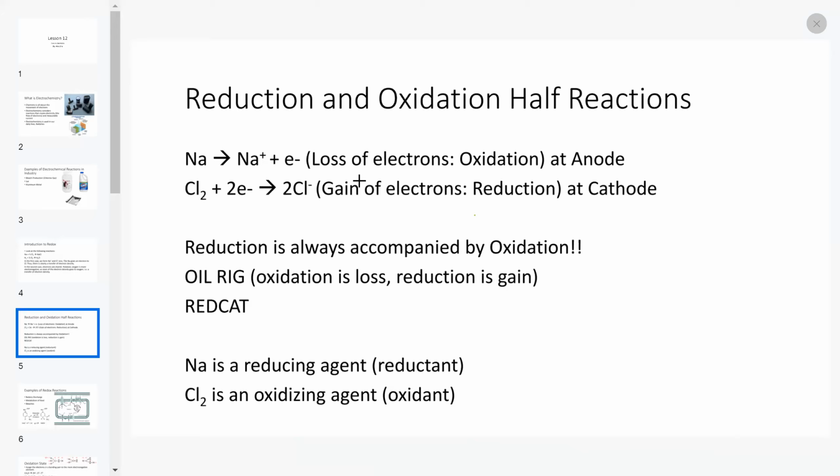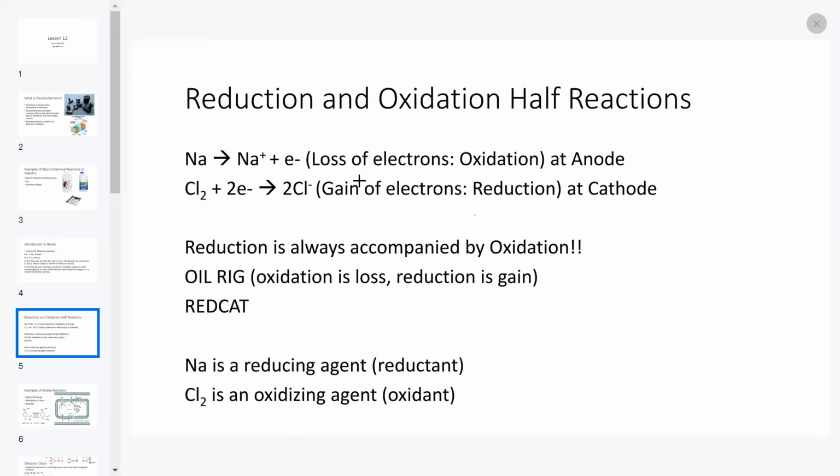Conversely, our chlorine is gaining electrons. So a gain of electrons is called reduction. And the reason why it's called reduction is because you're reducing the charge. So at first, it's chlorine with a charge of 0, but then it becomes chlorine with a charge of -1, and -1 is less than 0. So we're reducing the charge. So this gaining of electrons is called reduction, and it happens at the cathode. We'll discuss the structure of electrochemical cells later to clarify what anode and cathode mean.